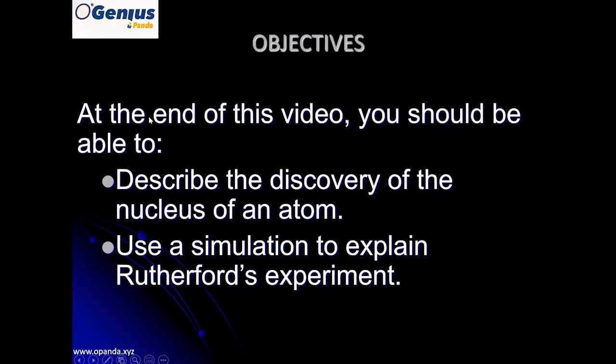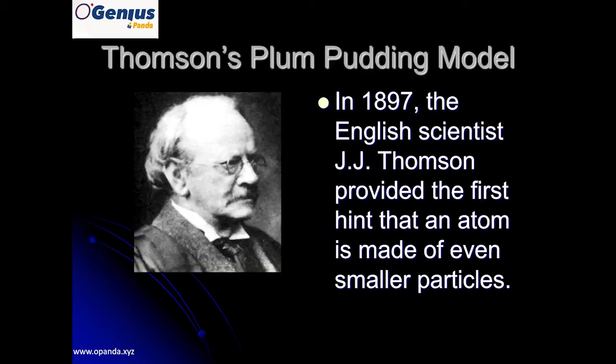At the end of this video, you should be able to describe the discovery of the nucleus of an atom and use a simulation to explain Rutherford's experiment. Why did Rutherford carry out the experiment? To answer this question, let's start with the atomic model which was in use at Rutherford's time, called Thomson's Plum Pudding model. Thomson is the scientist who suggested this model.